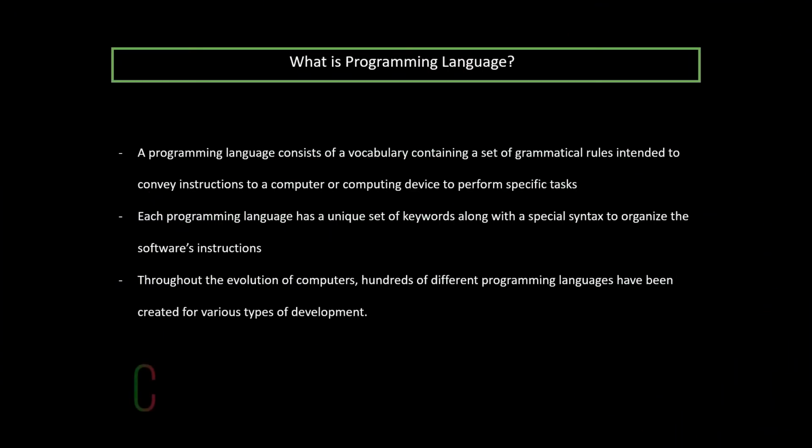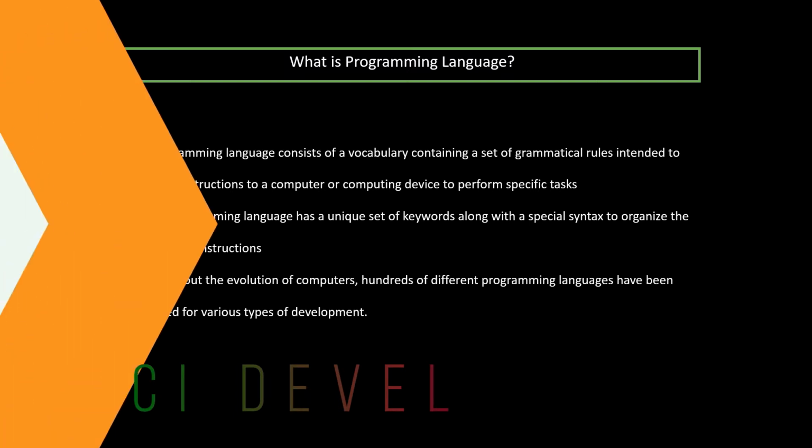So let's get started. What is a programming language? A programming language is basically a repository or a vocabulary containing a set of grammatical rules or instructions that are given to the computer in order to perform a specific task. And each programming language has a different set of rules and instructions that is called syntax. A programmer must follow this syntax in order to write a program or to perform a specific task.